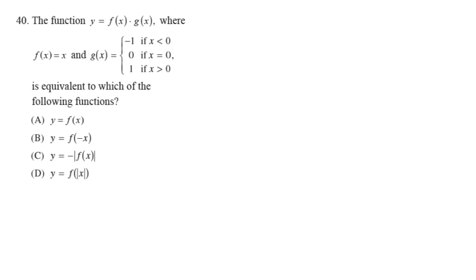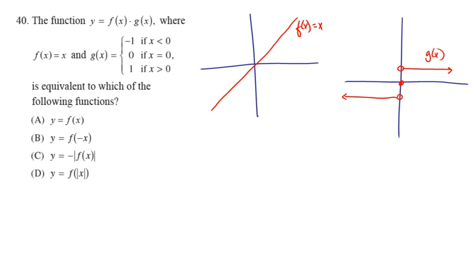In problem number 40, we have the function y equals f of x times g of x, where f of x is just the function y equals x, and g of x is the piecewise defined function -1 when x is less than 0, 0 when x is 0, and 1 when x is greater than 0. And that looks something like the graph on the right there.